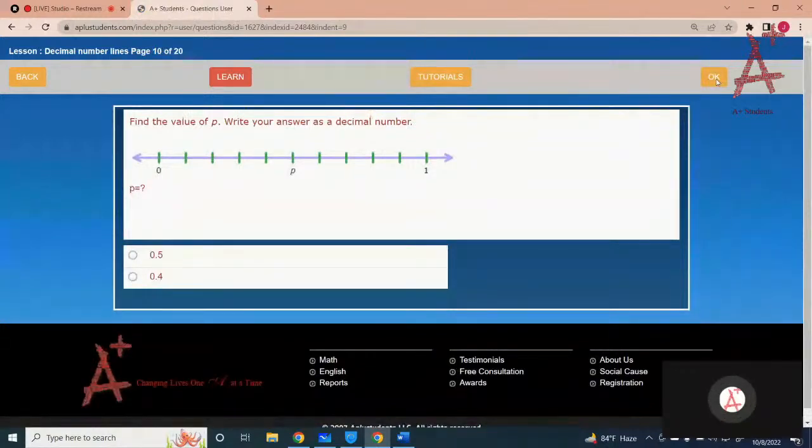Find the value of p. Write your answer as a decimal number. So what is the value of p? 1, 2, 3, 4, 5. So you have five intervals till p. So it would be then 0.5. Got it? So select the correct option and click on the OK button.